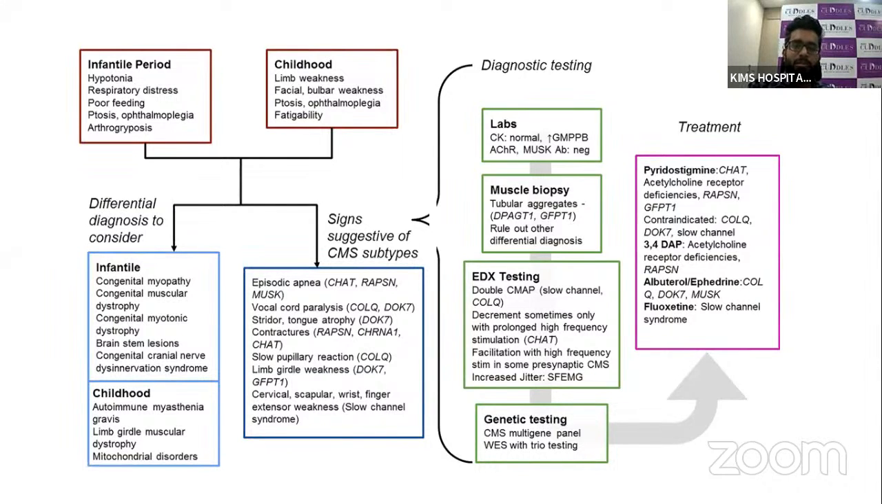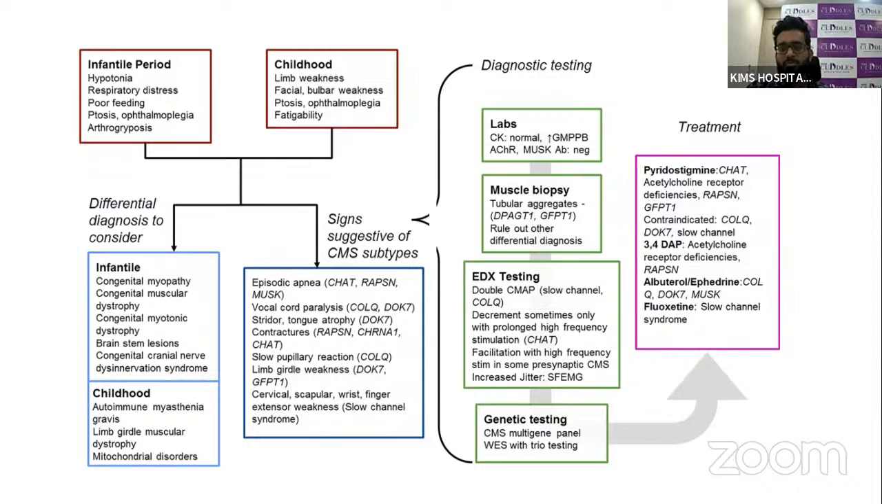So coming to the treatment, extremely important here is basically when to give pyridostigmine. So just remember, pyridostigmine can be given in a lot of CMS, but you have to remember where the pyridostigmine can actually worsen the child. So pyridostigmine is contraindicated in 3 conditions. So remember this, in the rest of the other conditions, you can give pyridostigmine. So the 3 contraindications of pyridostigmine in a suspected CMS are COL-Q, DOK7, and slow channel syndrome.